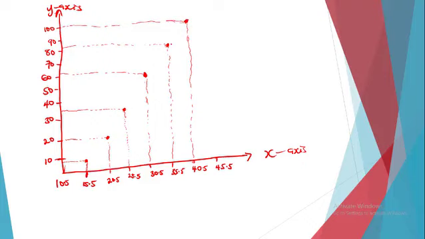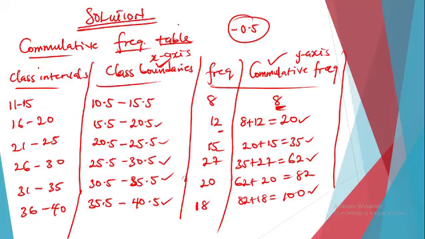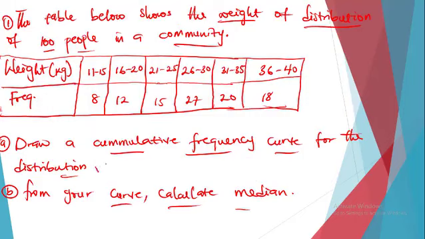So all we need to do then is to join the points from here. So this joins this to this, and this joins this. We'll have this, we'll have this, we'll have this, and then we'll have this. Okay, so this is what the curve looks like. We've done A. That said we should draw the graph.